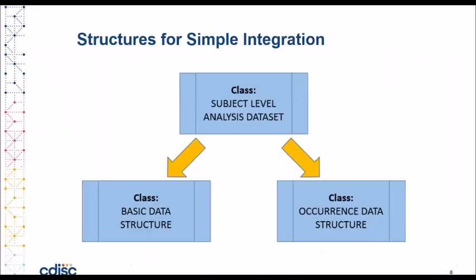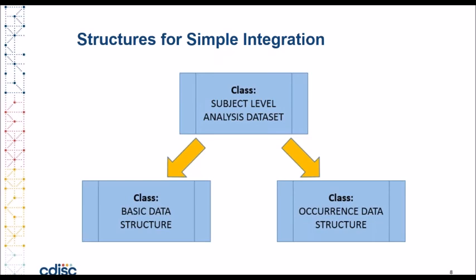All right, simple integration, we found that we could use the existing structures that the ADaM already had. We had an ADSL, a BDS, and an occurrence OCCDS structure that worked really well for this simple case with one study. Each subject had only one study that they were enrolled in, or potentially an extension study that could be tacked on. And we weren't dealing with multiple pools. We could make use of the existing structures.